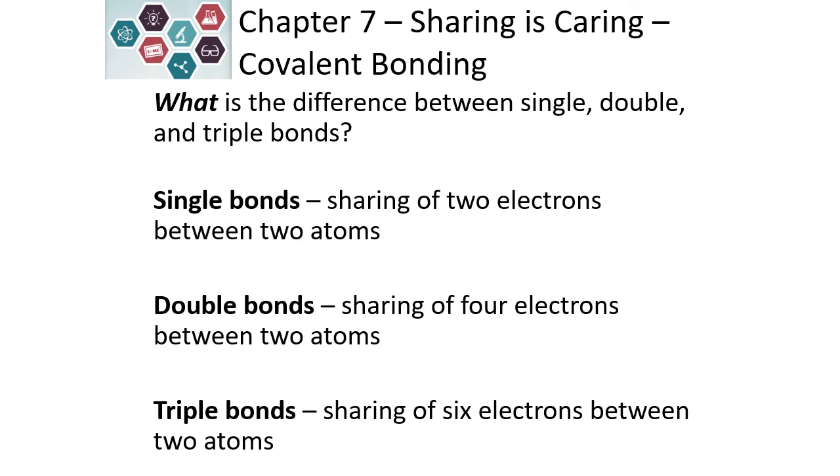So single bonds are the sharing of 2 electrons between atoms. Triple bonds are the sharing of 6, and double bonds are the sharing of 4 electrons between atoms.